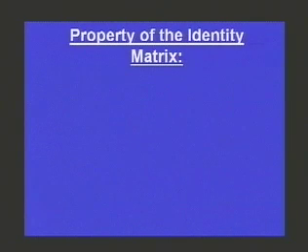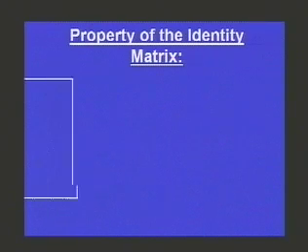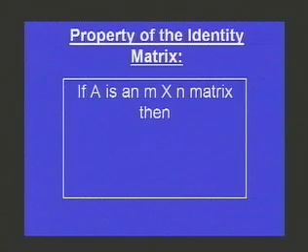The reason we learn about the identity matrix is because there's a very special property of the identity matrix. The identity matrix acts a lot like a 1 in multiplication. If A is an m by n matrix, then I sub m times A is equal to A. As you see there, I can multiply A by I sub m on the left side. I get back the same thing. It's just like multiplying a number by 1.